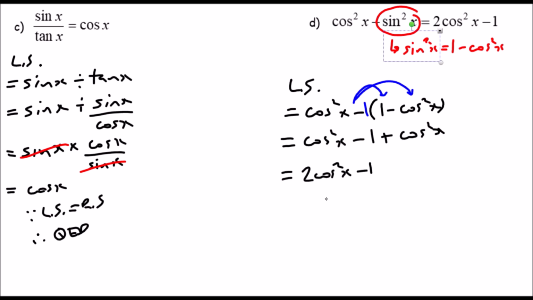So, done. Because left side equals right side. Therefore, quod erat demonstrandum, that which was shown has been demonstrated. That's the end of part 2.